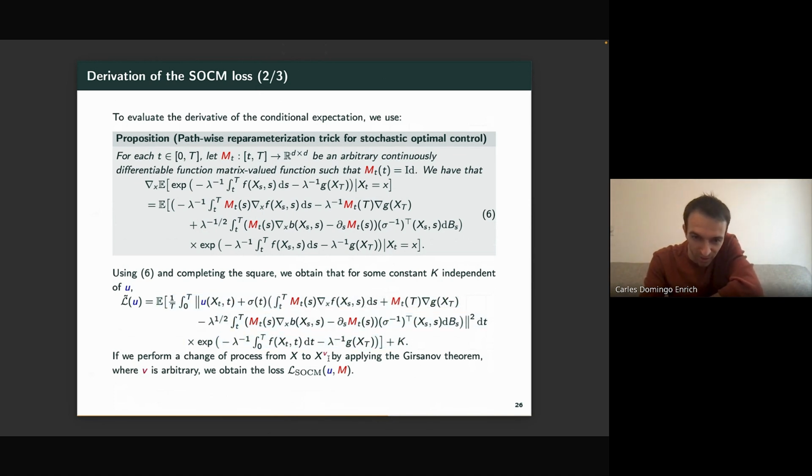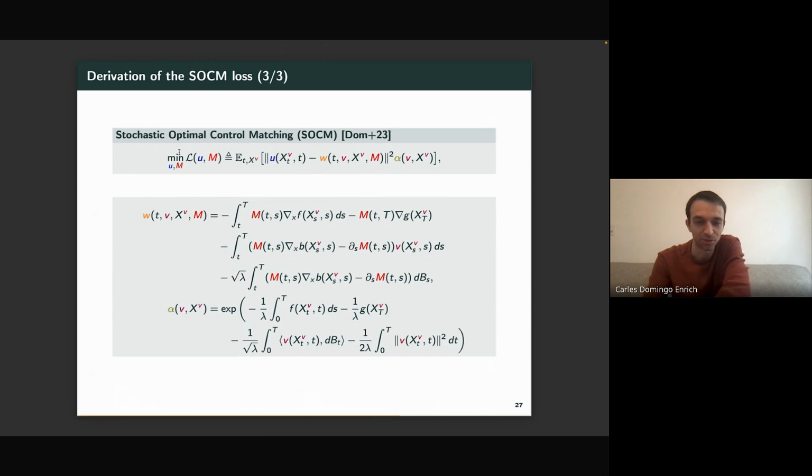Now, this is not quite the SOCM loss, but it's almost it. The only thing we need to do to get it is to perform a change of process from the uncontrolled process to an arbitrarily controlled process X^v, applying the Girsanov theorem. But if you're familiar with the Girsanov theorem, that's really just one line. And then we obtain the SOCM loss. So here, just so that you have the whole expression once, I'm showing the expressions for the matching vector field and the importance sampling weight. So that's how you derive the loss.